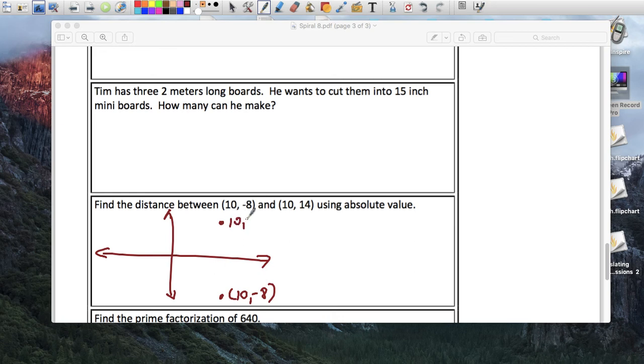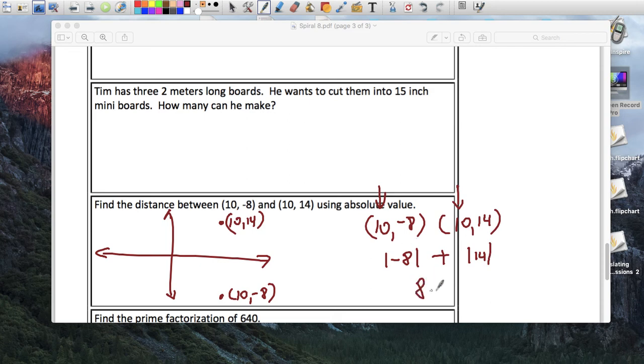So now I have a visual of my points and how far apart they are. But it's asking us to find the absolute value. So I'm going to write 10, 14 or 10, -8, which is what I started with, right? These two values are the same, so I'm going to take the absolute value of the other two. So the absolute value of -8, and because they're in different quadrants, I'm going to add the absolute value of 14.